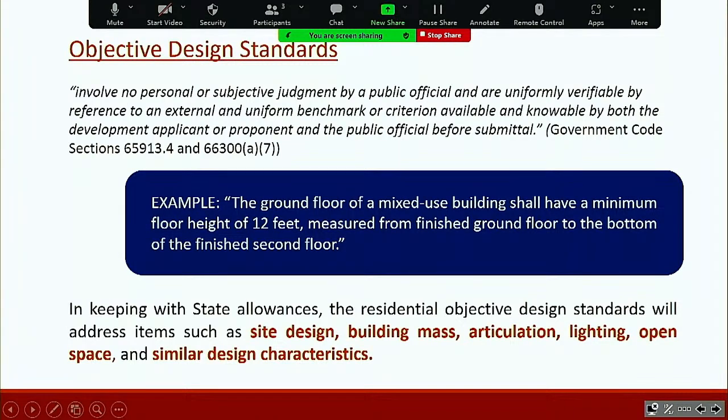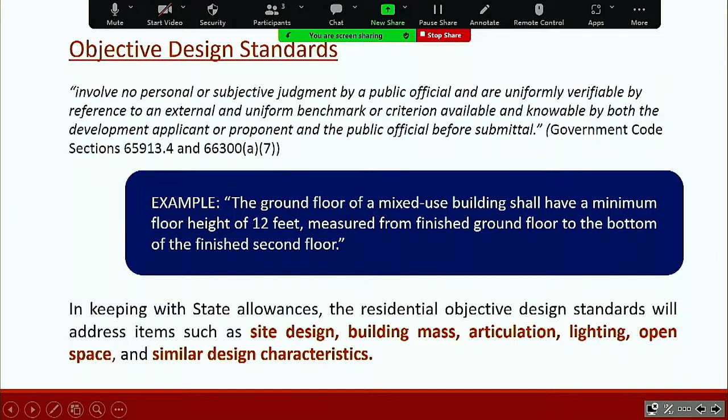So what are objective design standards? The government code defines it as standards that involve no personal or subjective judgment by a public official and are uniformly verifiable by reference to an external and uniform benchmark. So they're intended to make the requirements that apply to these eligible residential projects more predictable and easier to interpret for all stakeholders, including decision makers, staff, applicants, and members of the public. So the purpose of them is for applicants to know beforehand what requirements apply before submittal.